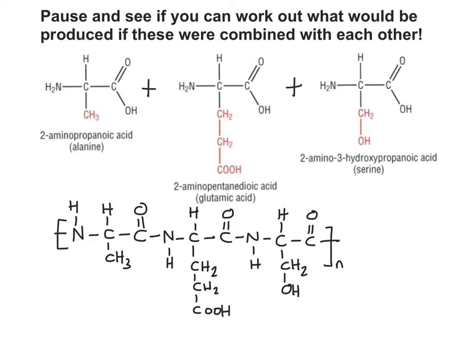So this is the kind of thing you're aiming for, a repeating unit of some kind. If you look really closely, you'll actually see there's another place down here where further polymerization could take place. So as you can see, the more complicated your amino acids and the more COOH or NH2 groups they have coming off the side, the more possibilities there are for polymerization in different directions.